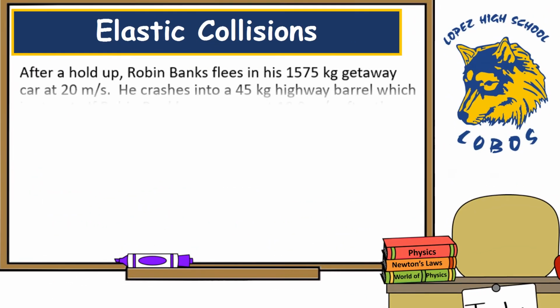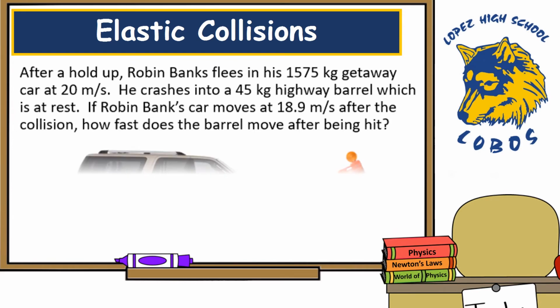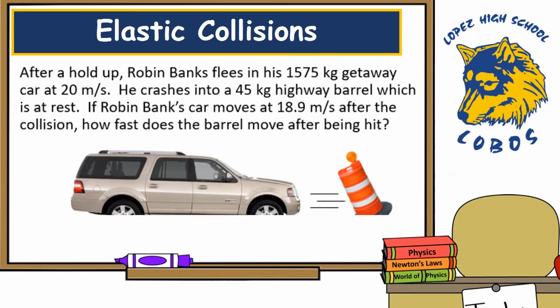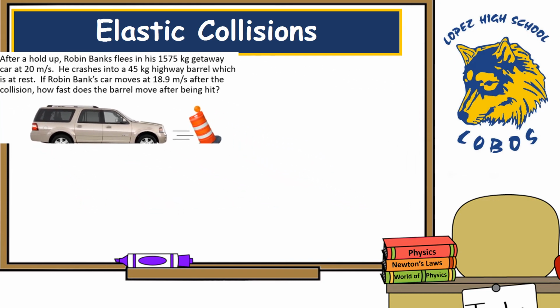Let's take a look at this next example. There's a getaway car that is traveling at 20 meters per second, and it has a mass of 1,575 kilograms. But in the process, it actually crashes into a 45 kilogram highway barrel, which is at rest. If the getaway car is traveling at 18.9 meters per second after the collision, how fast would the barrel be moved after getting hit? So let's start by making a list of what we know.